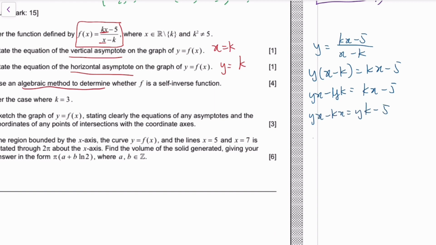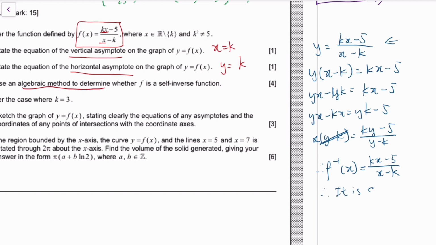y and k is the same as k times y. We'll divide it away. Therefore, the inverse. At this very last step, I would swap all the y into x. Does it look like the original function? Yes, it's exactly the original function. Therefore, it is self-inverse. Okay. So far, so good.